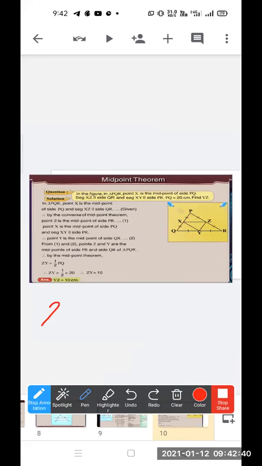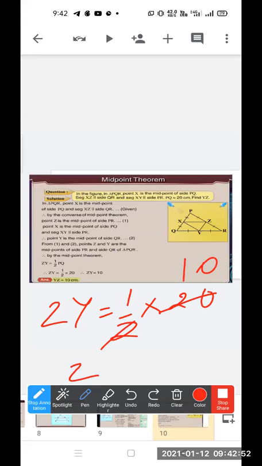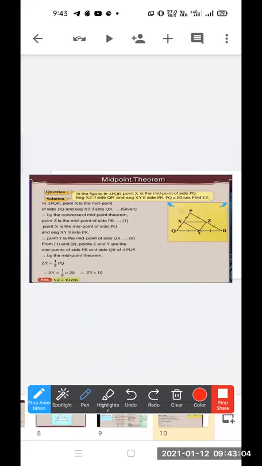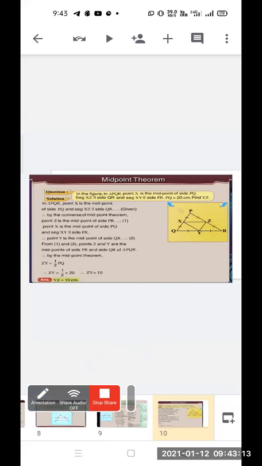So YZ is half of PQ. PQ is given 20 centimeter. We have to find YZ. So YZ is equal to 10 centimeter. Okay, so we have to apply both the theorems here, the converse of midpoint theorem as well as the midpoint theorem, and we have to solve such type of question. Is it clear? I hope it is clear to all. Next question.